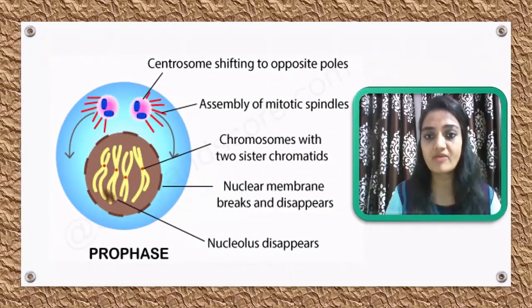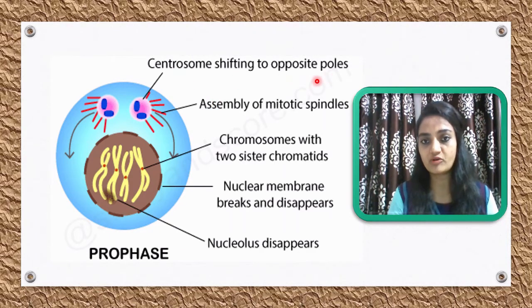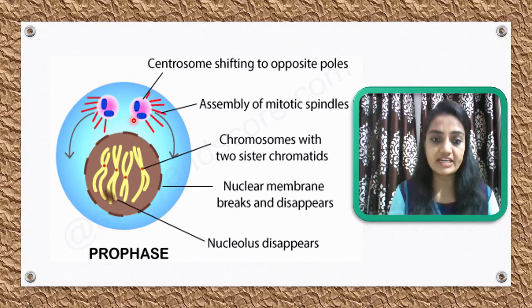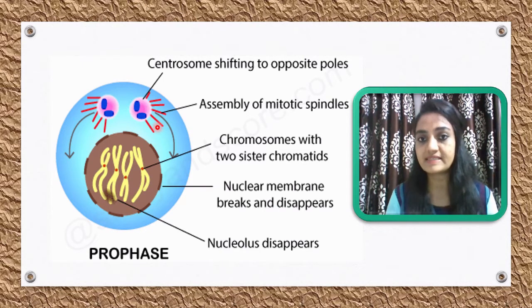Understand more about the prophase by using this diagram. So first of all, what happens? The centrosomes shift to the opposite poles. You know very well the centrosome is made up of two centrioles, which are perpendicularly attached together. Both of them will move towards the opposite ends. Then assembly of the mitotic spindle: here you can see aster formation occur. Two asters together form the mitotic spindle, and the mitotic apparatus will be formed.